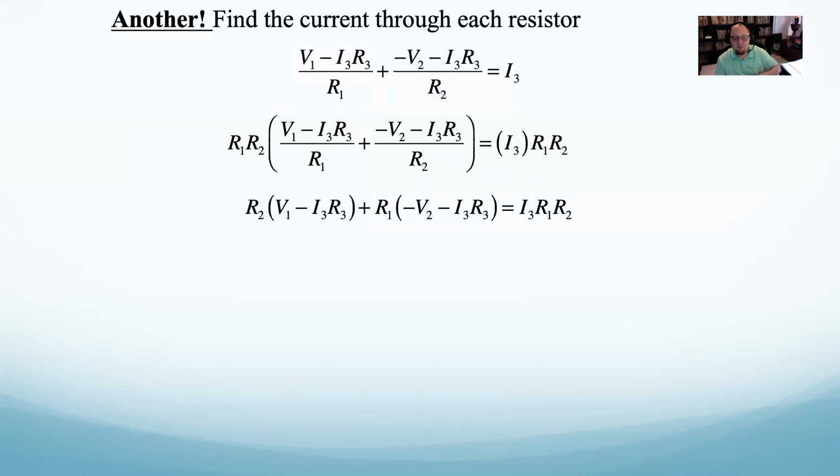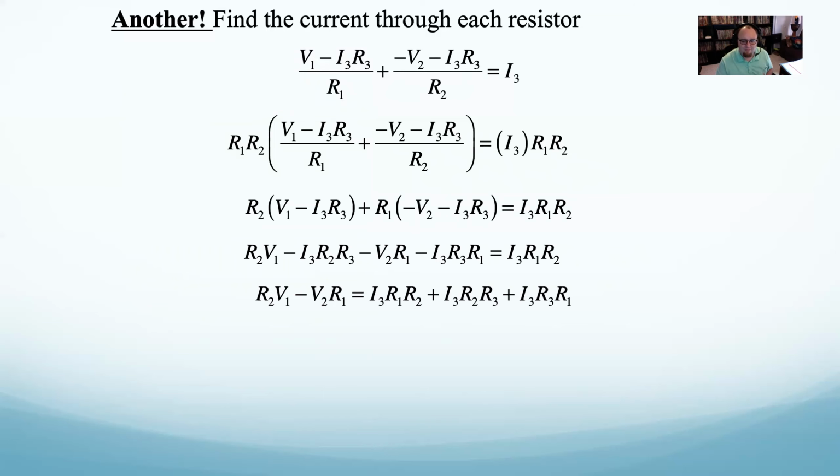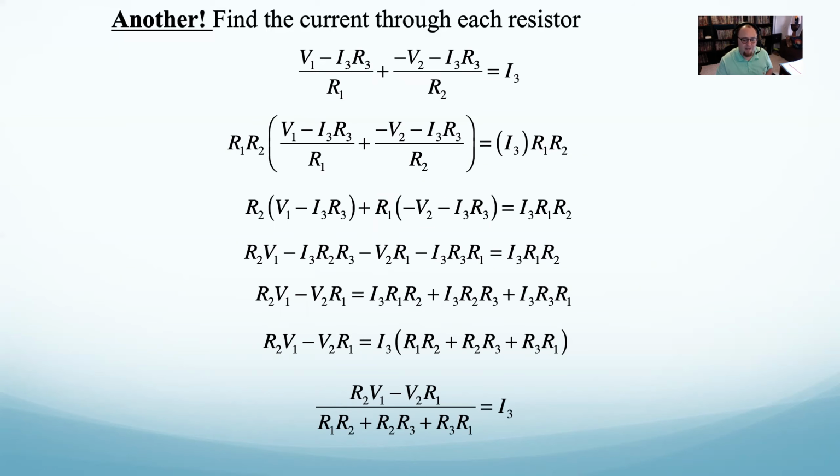I can then factor through both sets of parentheses, where this is just literally me factoring in the R2 and factoring in the R1. I'm then going to take everything with an I in it, and add it to both sides. I'll then factor out my I3 and divide. The math is ugly. I'm sorry. Deal.